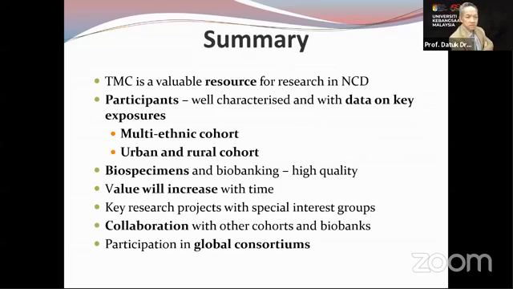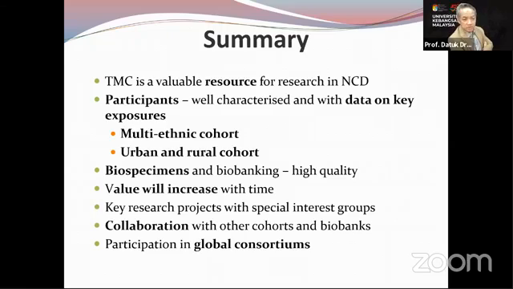In summary, the Malaysian cohort is certainly a valuable resource for research in NCDs, and I believe the partnership with Oxford University and also with Dundee, and also through the International Health Cohort Consortium, will really add value in terms of future research. The participants are well characterized with data on key exposures. It's a multi-ethnic cohort. That's the beauty of our cohort and the potential of what we can do with this. Urban and rural participants, biospecimens of high quality, and we believe the value will increase with time.